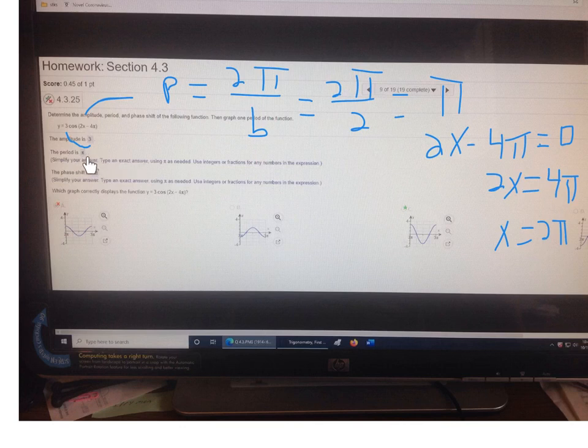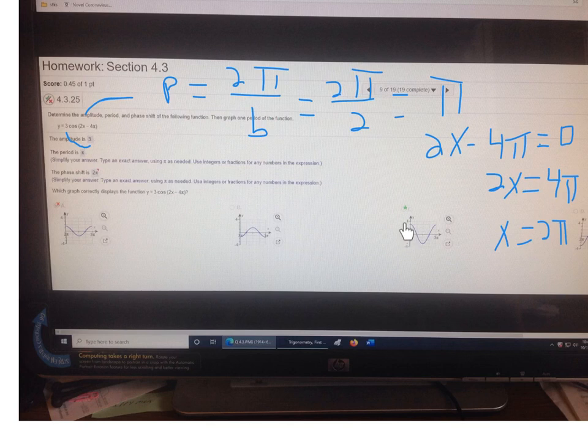The period's pi, so we get a whole period. Here it goes from 2 pi to 3 pi, so we got a whole period here. Normally we start at 0, and this one's starting at 2 pi, and gives us the cosine. This one's also going from 2 pi to 3 pi. I guess all three of these are.